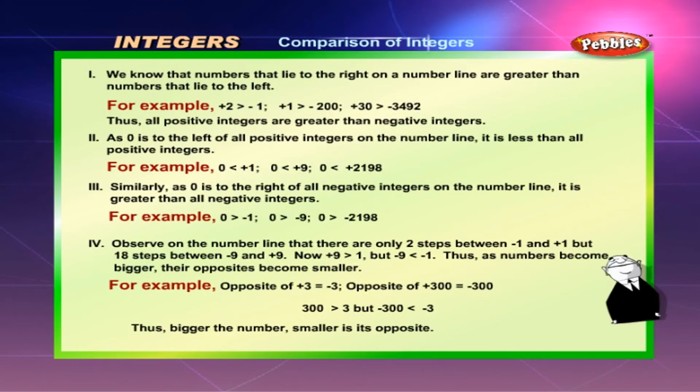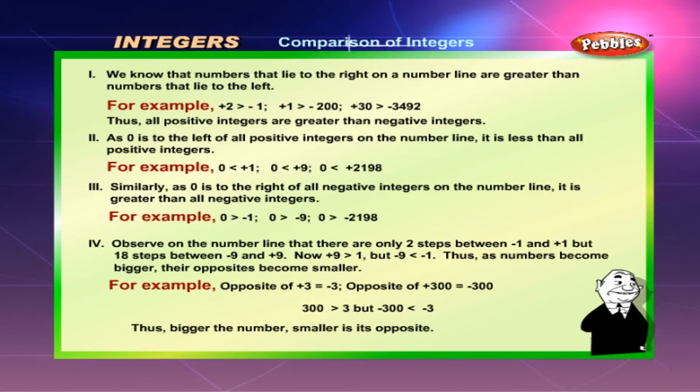Comparison of integers. We know that numbers that lie to the right on a number line are greater than the numbers that lie to the left. For example, plus 2 is greater than minus 1. Plus 1 is greater than minus 200. Plus 30 is greater than minus 3492. Thus, all positive integers are greater than negative integers.